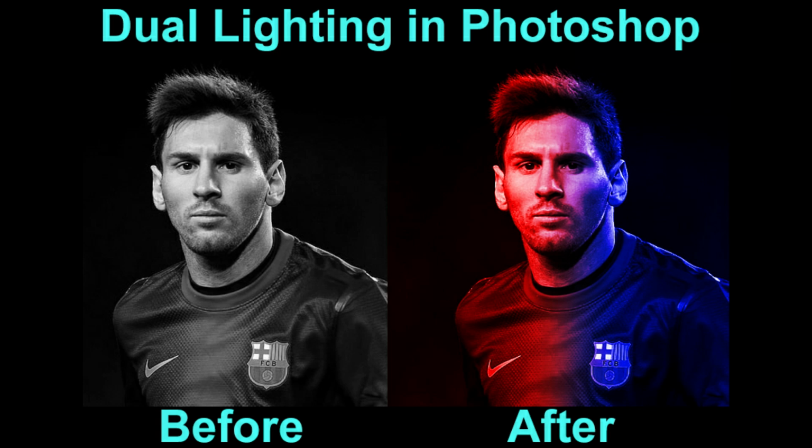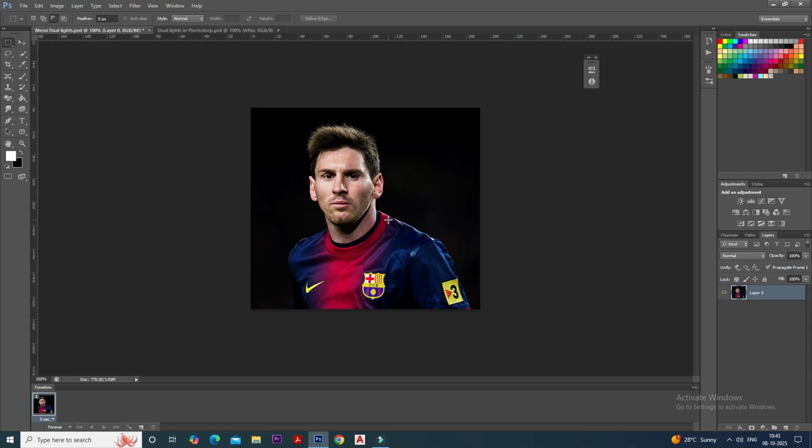So in this video, I am going to show you how to give dual lights techniques to a single image. Here I open one image of a famous football player, as everybody knows, it's Messi. I have an image in this layer option over here. I'm going to press Ctrl J to duplicate this.